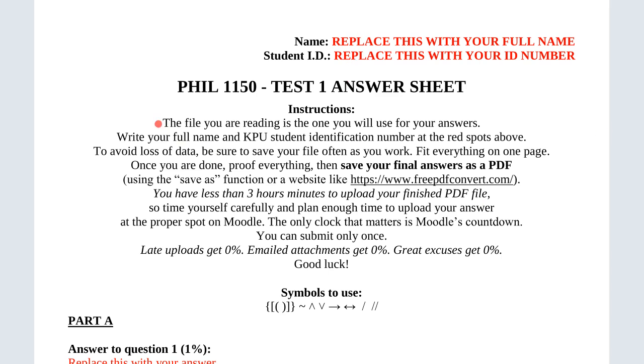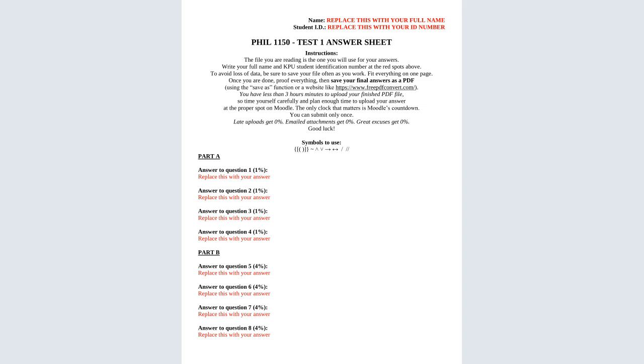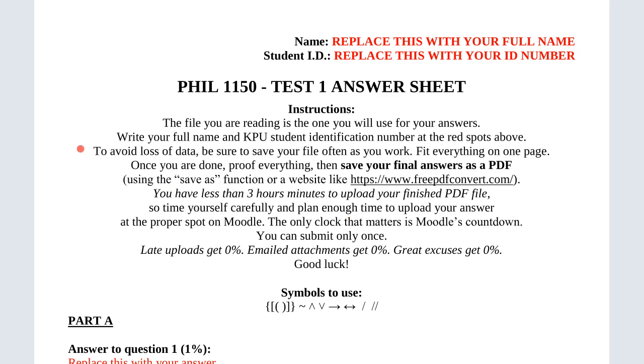And here will be the instructions. The file you are reading is the one you will use for your answers. Write your full name and KPU student identification number at the red spots above. To avoid loss of data, be sure to save your file often as you work. Fit everything on one page. So you see here, this is one side of one page, not 2 pages. At the end, everything should just be 1 page. So fit everything on one side of 1 page. Once you're done, proof everything. Give yourself enough time to go over what you did and check yourself. Then save your final answers as a PDF. You know how to do that. Right-click, save as. Or if you don't know how to do that, there's even free websites where you can convert a Word file into PDF.